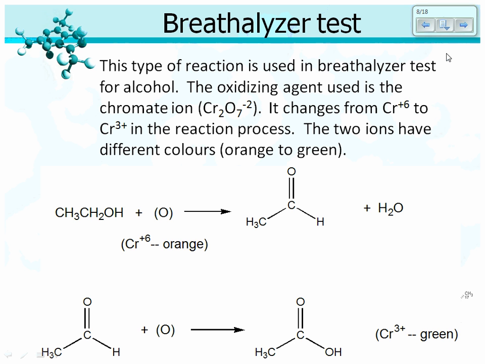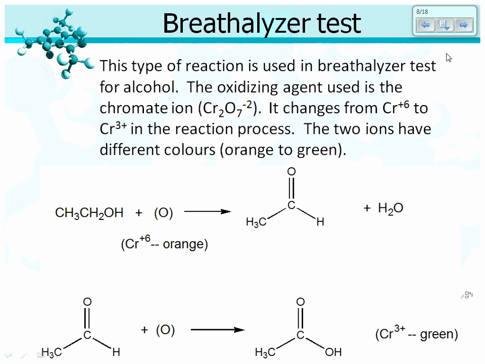All right, the breathalyzer test. You guys heard of that, I'm sure. It's actually an oxidation reaction that tests for alcohol in your breath. The oxidizing agent is actually the chromate ion, which changes from +6 to +3 in the reaction process. Now +6 is an orange color and the +3 ends up being a green color. So if you have alcohol that could actually become oxidized, then the solution will change from orange to green. So that's basically what happens here.